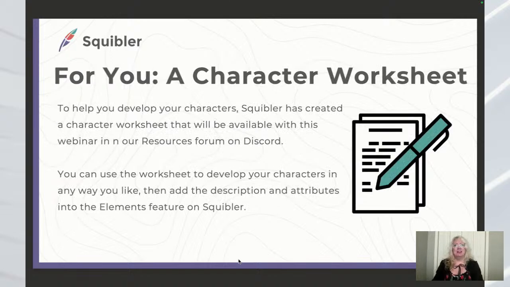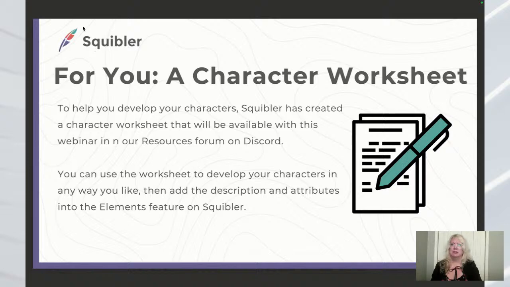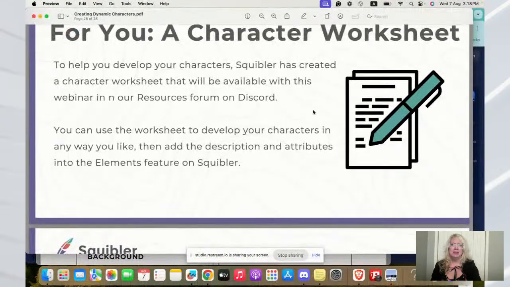Okay, so we do have a character worksheet that I'm going to show you in just a minute to help you develop your characters. And this will be available in the webinar with our resources forum on Discord. You can use the worksheet to develop your characters in any way you like, and then add the description and attributes into the Elements feature on Squibbler. So I'm going to show you what this looks like briefly.